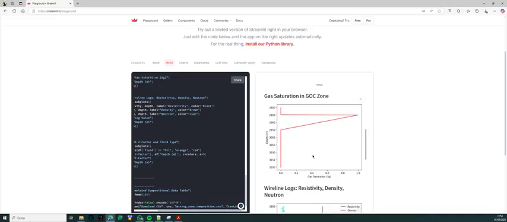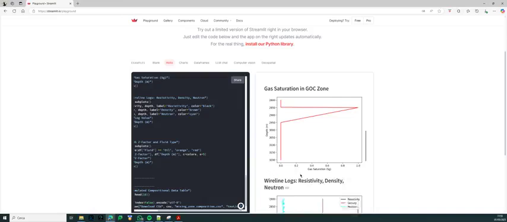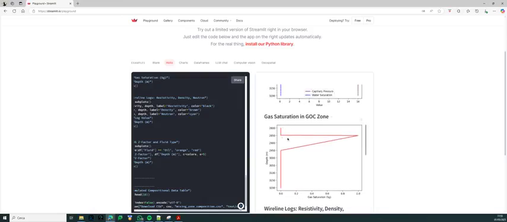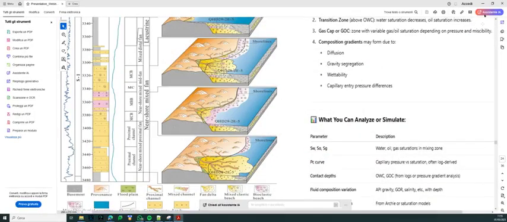Gas saturation in GOC zone, underline that we have an increase of gas saturation around this range of depth. So that means that the major part of gas is contained in this range of depth. So probably here we have condensate gas reservoir, and here we have a trap, also trap, and an alternance, because as I just said, we are in this geological context.